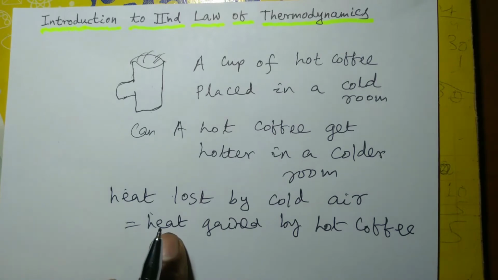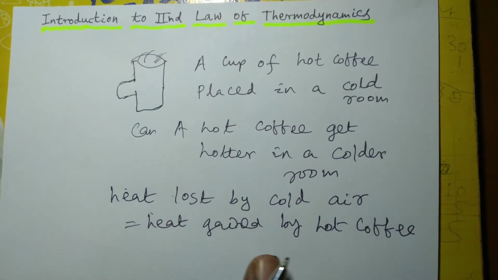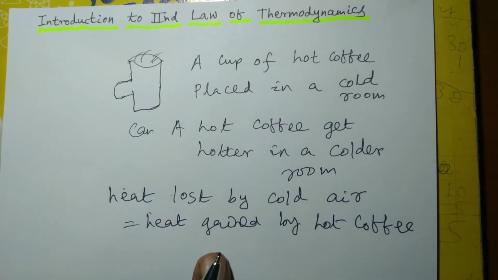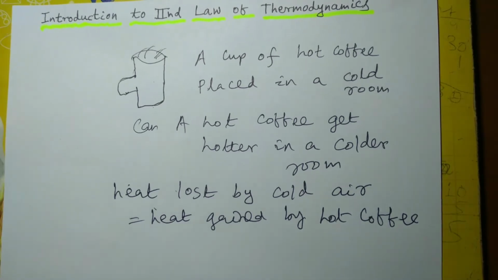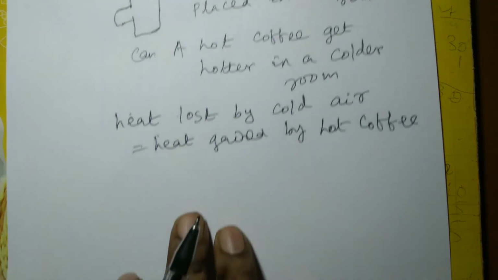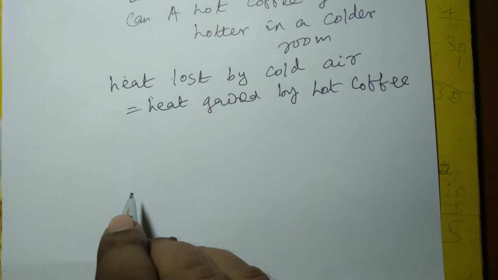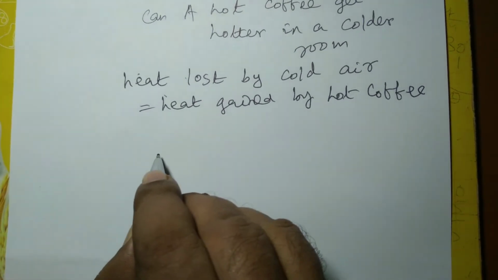But this doesn't actually happen. Even though this satisfies the first law of thermodynamics, this process doesn't actually occur in nature. So this is an example that, despite satisfying the first law of thermodynamics, a process cannot occur in nature. Now if we go to the second example, suppose we are heating the room.